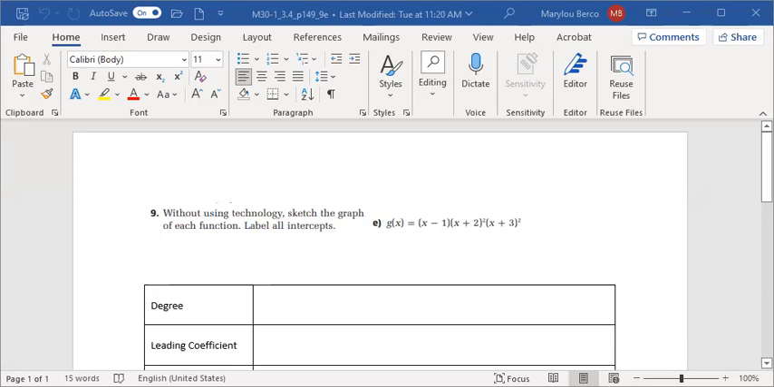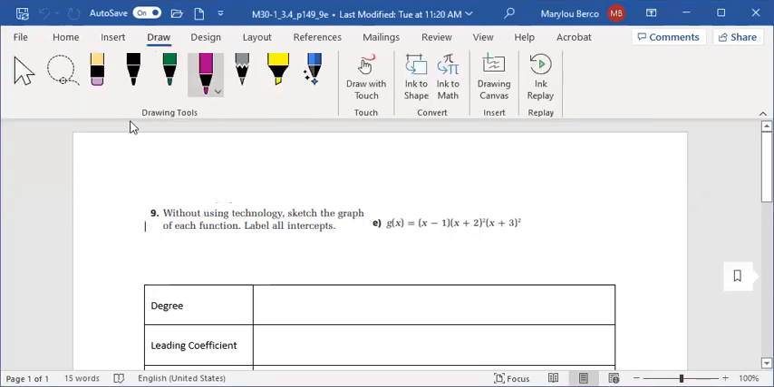Okay, number 9 on page 149. We're given the function g of x equals (x minus 1)(x plus 2) squared (x plus 3) squared, and we're asked to sketch the graph of each function. Label all the intercepts. Well, we'll use a table below to organize the information of the function, and then we'll use that information to sketch the graph.